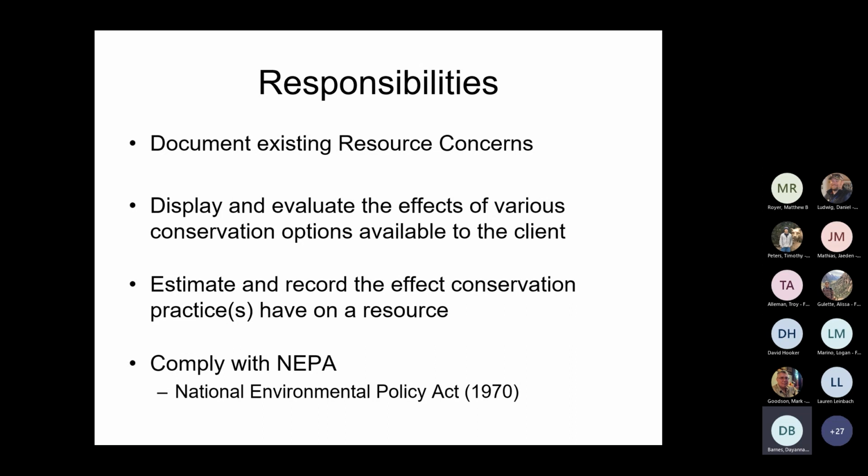You're going to be documenting the existing resource concerns. We're going to display and evaluate the effects of various conservation options, just like Mark and Dan talked about. So these systems is where you're going to be documenting these alternatives in the CPA 52. And then you're also going to be estimating and recording the effect of those practices and what they have on the resource concerned. And finally, complying with NEPA. We know that there's a lot of policy and laws out there that we need to comply with, so this is a form that will help you document those also.